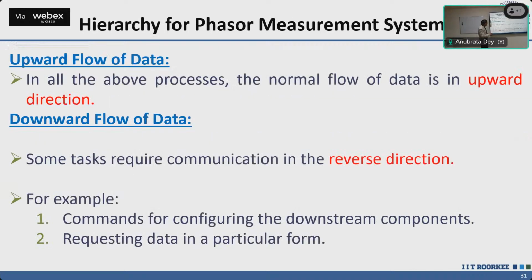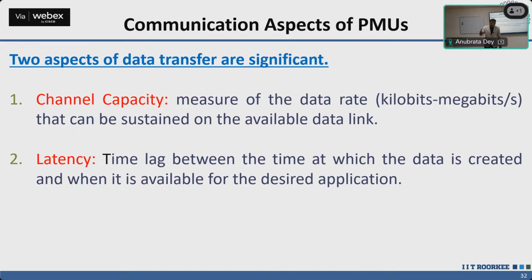Now, as I told you, the upward flow is always there, hierarchical. When is the downward flow possible? In the reverse direction, this is possible only in certain critical conditions. For example, some commands are issued by the PDC to a specific PMU, saying that you are not performing well or this is wrong. And if your PDC wants to access the data in a particular form, then the downward or reverse direction is possible. Otherwise, it is always upward.